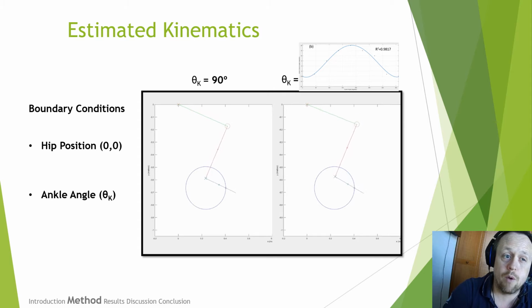Rather than use a real rider and a real bike and hours of video post-processing, a simulation instead takes a few seconds. Furthermore, the variables can be updated and changed easily. The system has an infinite number of positions, so we require two boundary conditions. One is the hip being located at the origin, and the second was taken as the ankle angle.